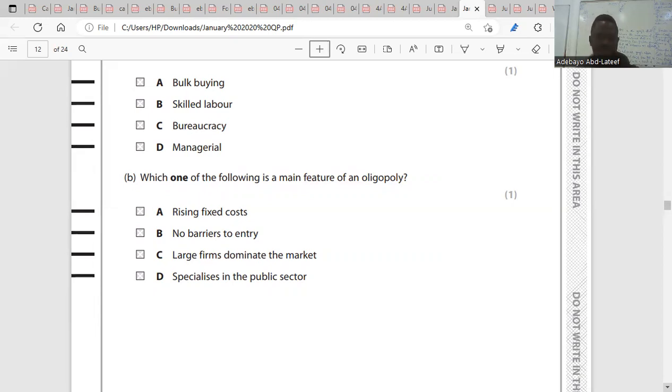Well, no. There is a barrier to entry because the large firms might not allow other businesses to come in. So large firms dominate the market, yes. The answer is C, few large firms dominating the market. It's supposed to be few large firms dominating the industry. So the answer is C. Is it clear?